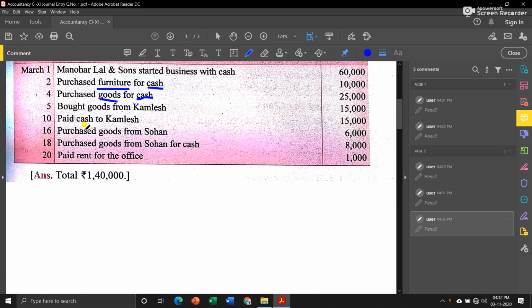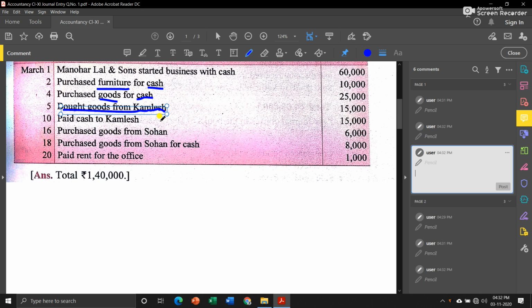Now when we look at next transaction, bought goods from Kamlesh. Now they haven't mentioned whether these goods were purchased for cash or credit, but the name of the seller is given, means Kamlesh's name is given, so we will consider it as a credit transaction.